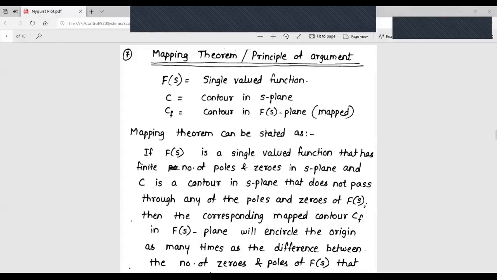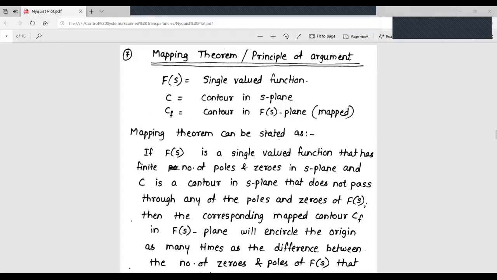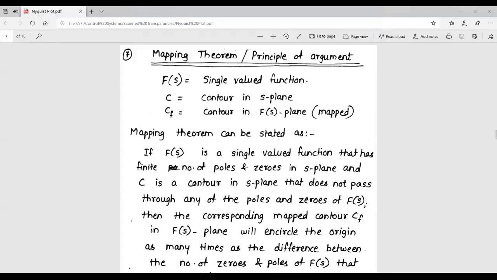Yeah, so let us start with the mapping theorem, which is also known as principle of argument. Now, as the first part, we will just see the theoretical representation or theoretical statement of mapping theorem, and then part by part we will try to understand it.